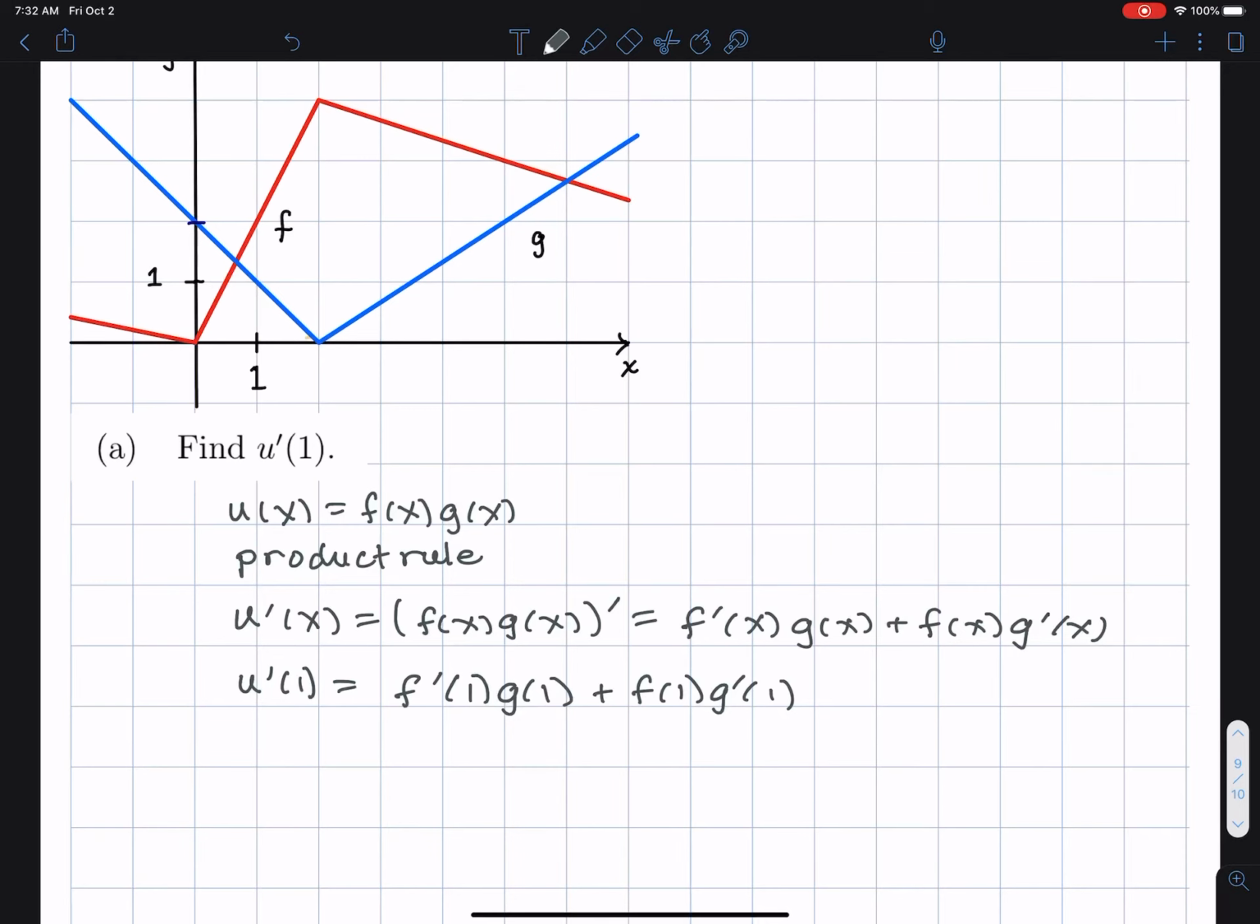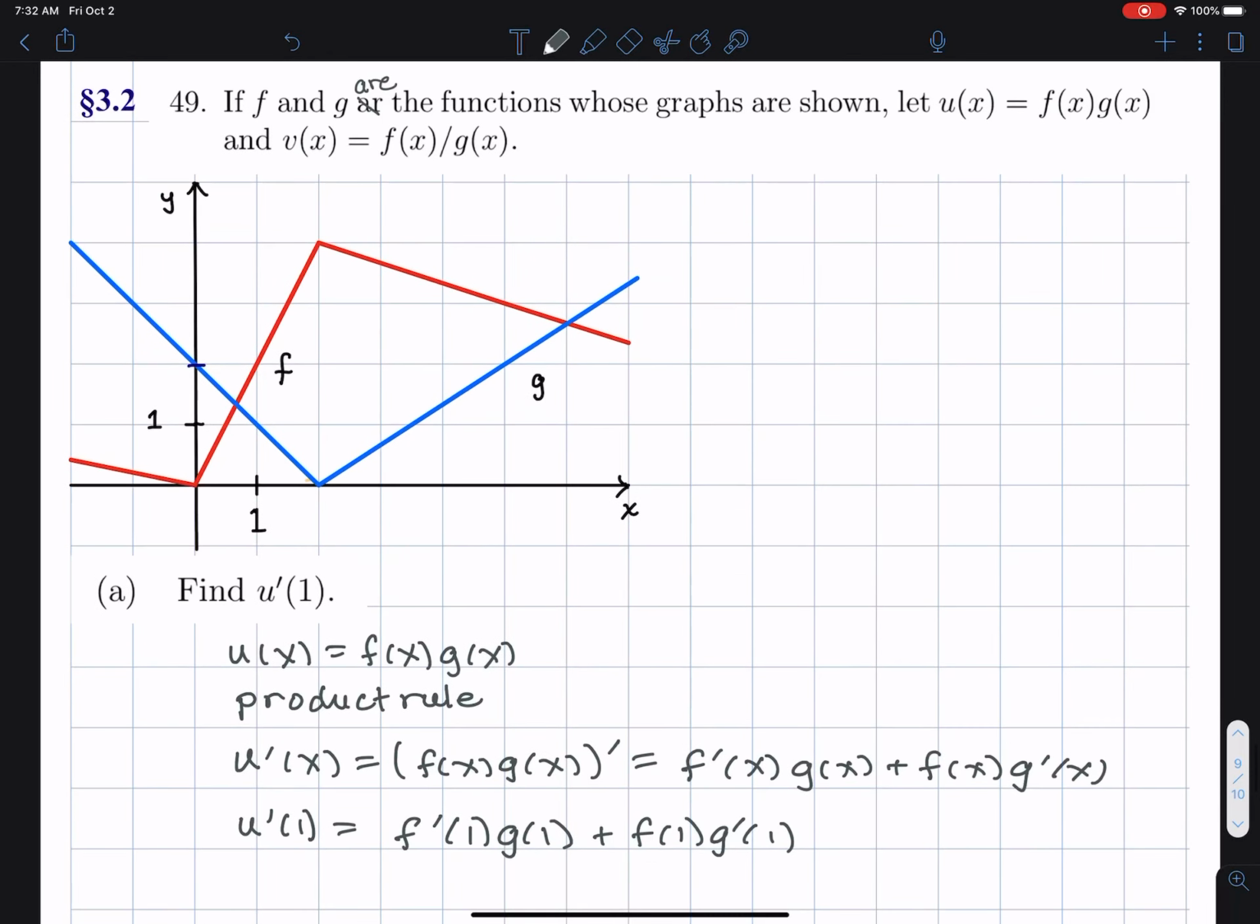Let's make a list of what f of 1 is, what f prime of 1 is. Let's write down g of 1 and g prime of 1. Now, f of 1 is the y value of f when x is equal to 1. I look at x equals 1, and I see that the y value is 2.